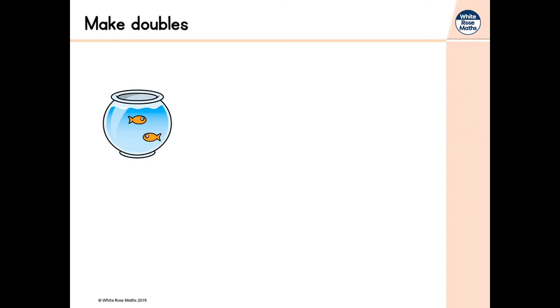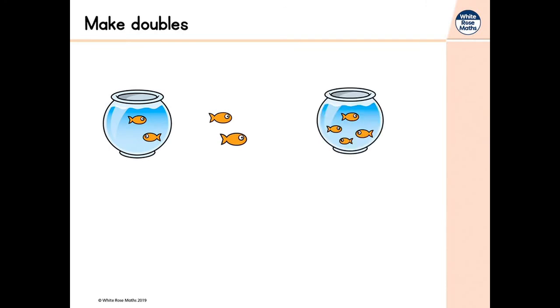So there are two fish in the first fishbowl. I'm going to add two more fish. So how many fish would I have altogether? 4. Excellent job.